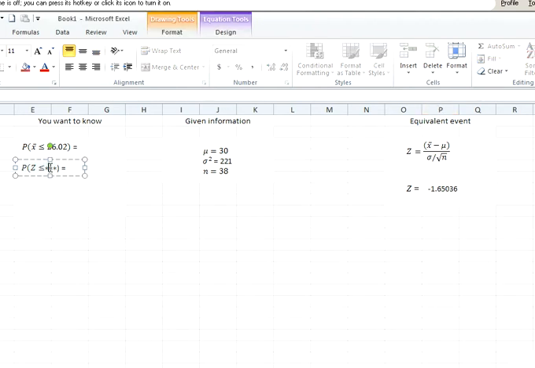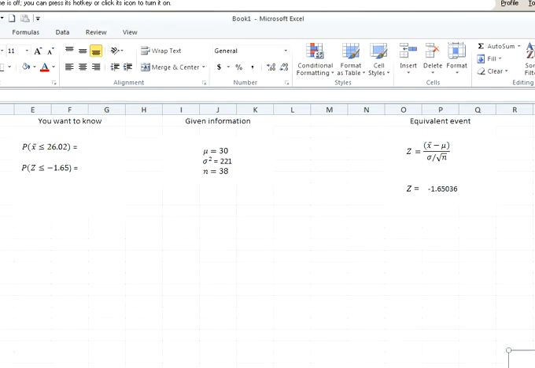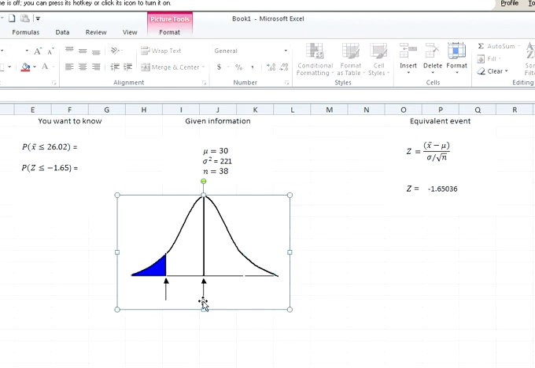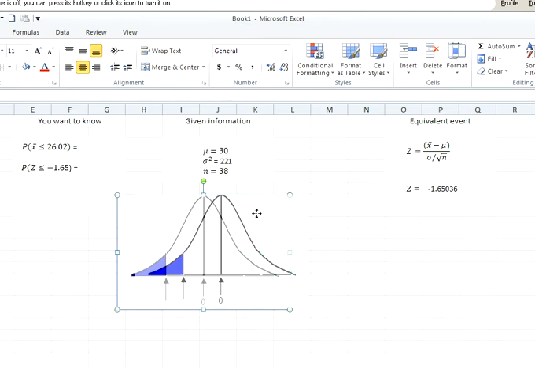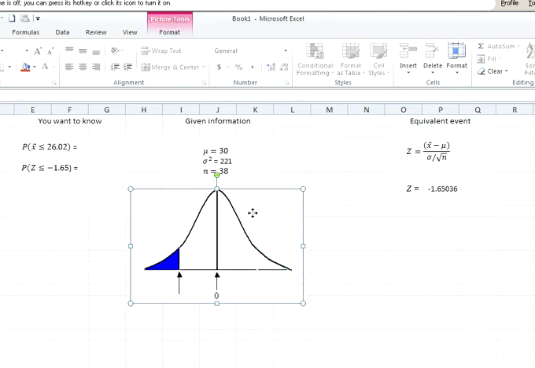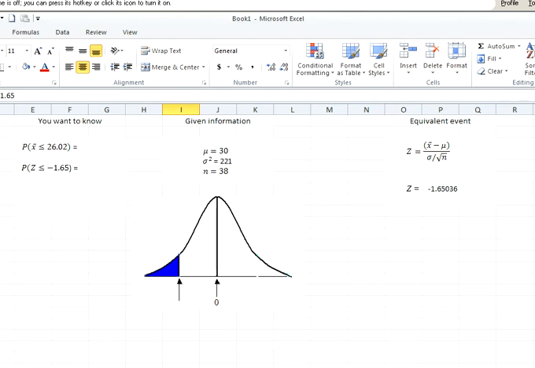So you want to compute the probability that z is less than negative 1.65. That's what you want. Now, if you look at the z distribution right here, I'm going to just center it a little. Negative 1.65 is right here. So you are looking at this blue area, and you can compute that.